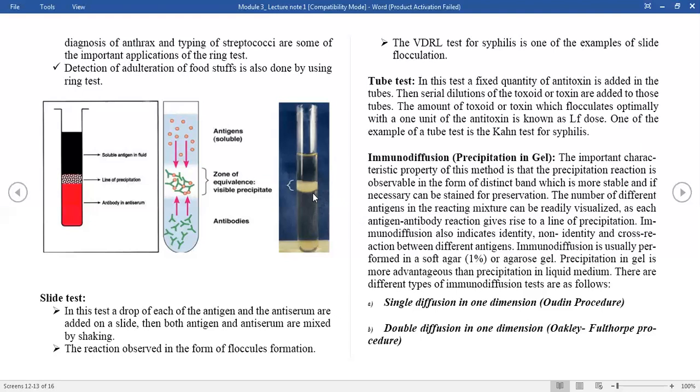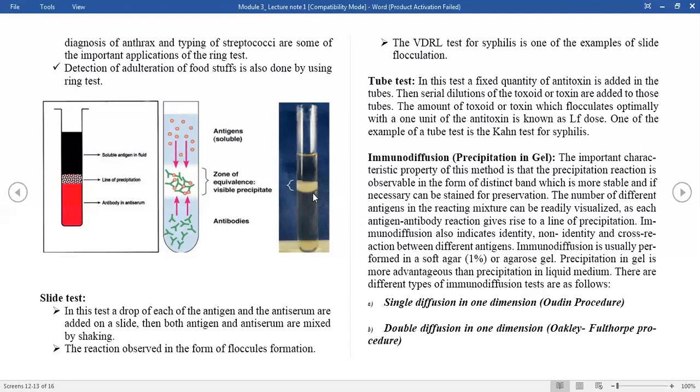Here in the slide test, like we have already studied the Widal test in our agglutination reaction, here in precipitation reaction we also have the VDRL test for syphilis. This is a slide, and in this particular test, a drop of each of the antigen and the antiserum are added on a slide. Then both antigen and antiserum are mixed by shaking, and the reaction is observed, whether it is forming some floccules or not. If floccules are formed, then we can say this is positive. The VDRL test is a particular example of slide test.